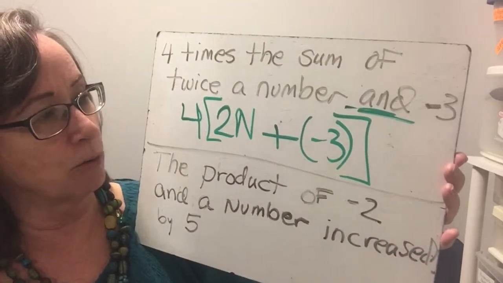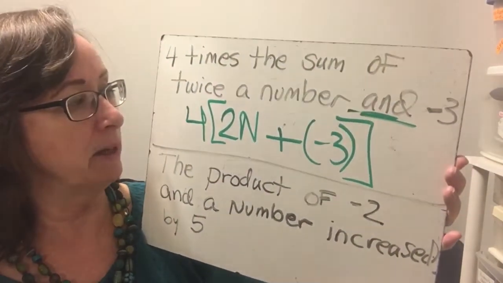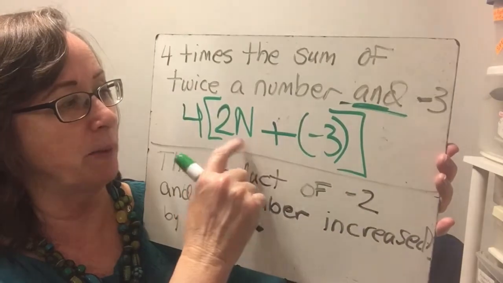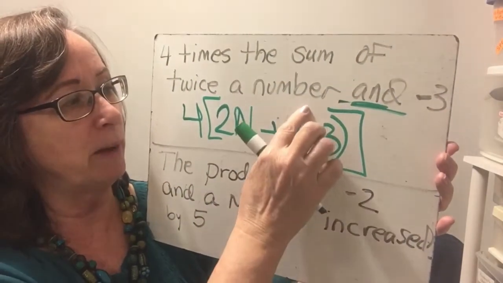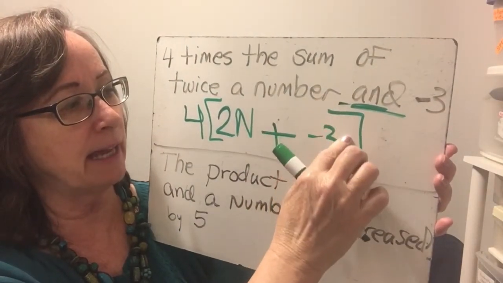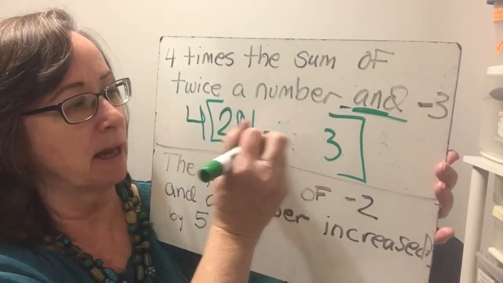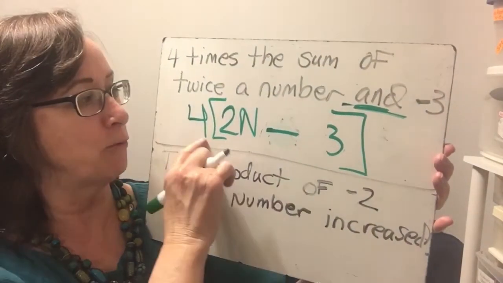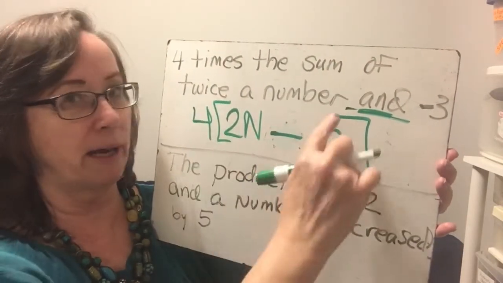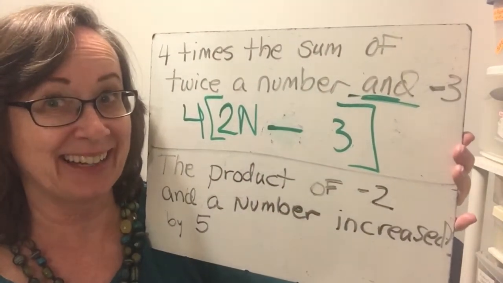Okay, so to simplify, instead of 2n plus a negative 3, we can just take off the negative and make this a minus. So 4 times the quantity 2n minus 3.